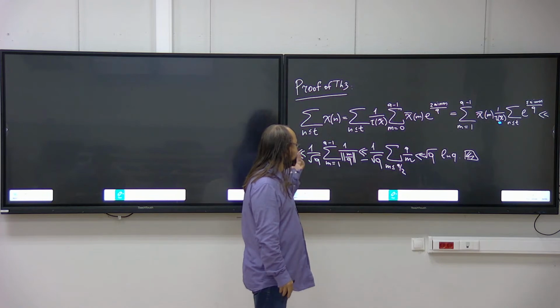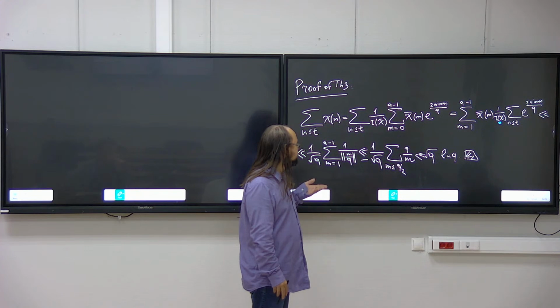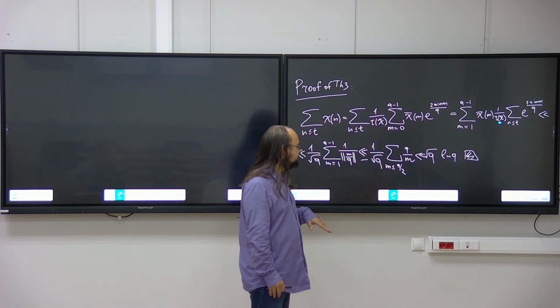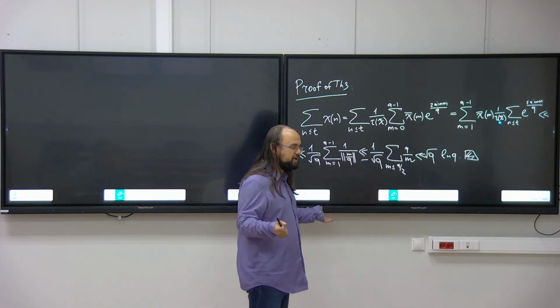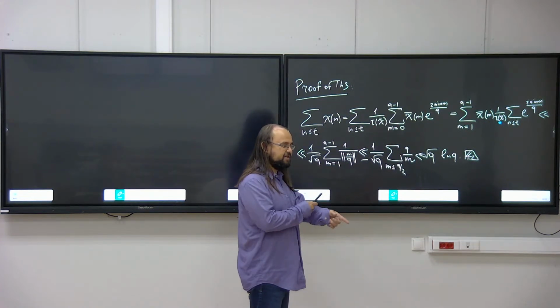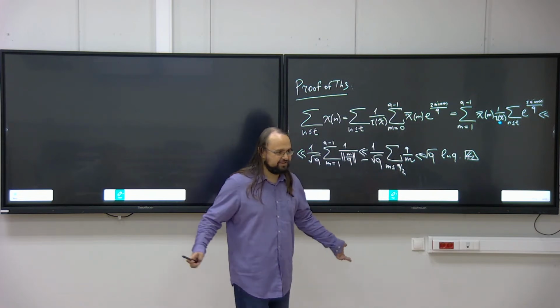Once again, if m is at most half of q, then you get q over m. And if it is at least half of q, you get q over q minus m. This is the same thing, but for q minus m. So you get the same sum twice. That's it.